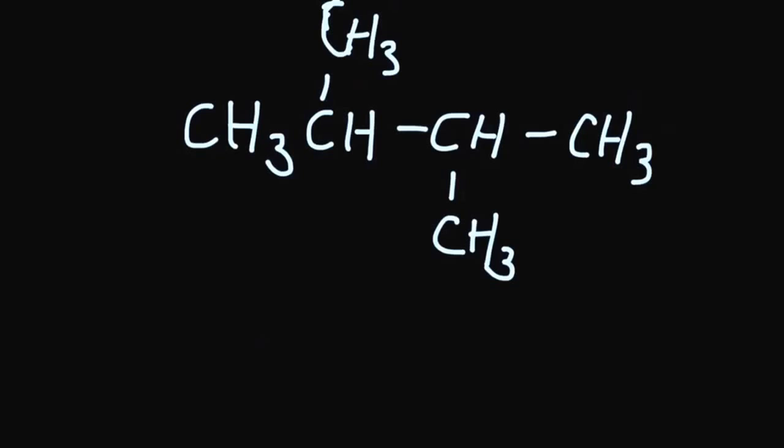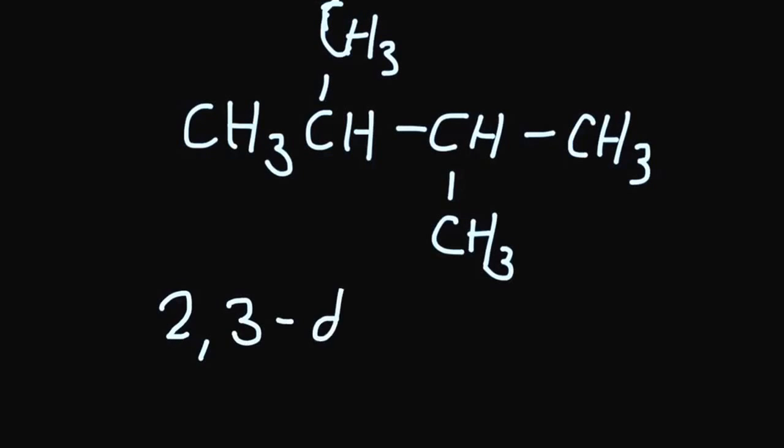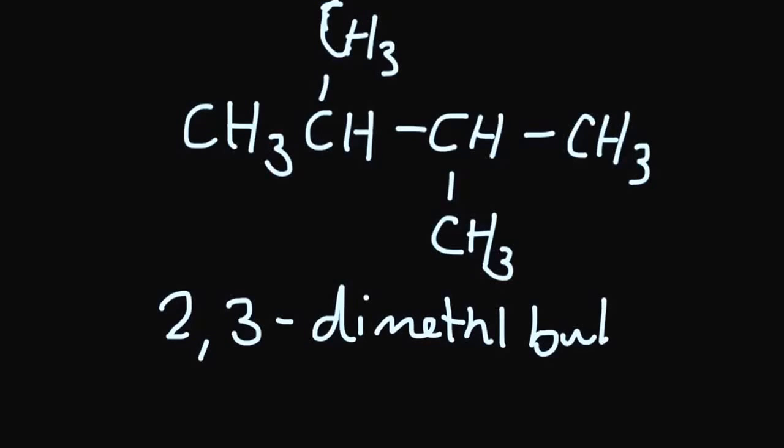And here's the other possible molecule. Again, longest chain is 4. There are 2 substituent groups, both are methyl groups. So this will be 2,3-dimethyl butane.